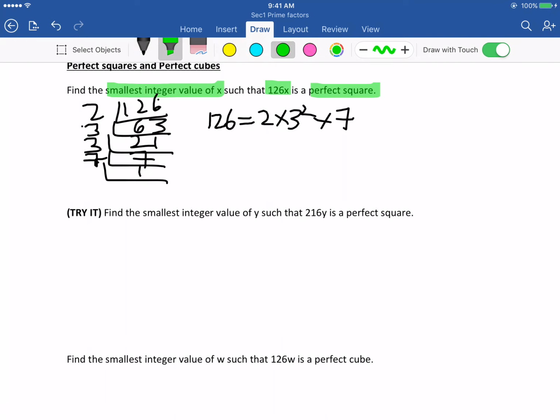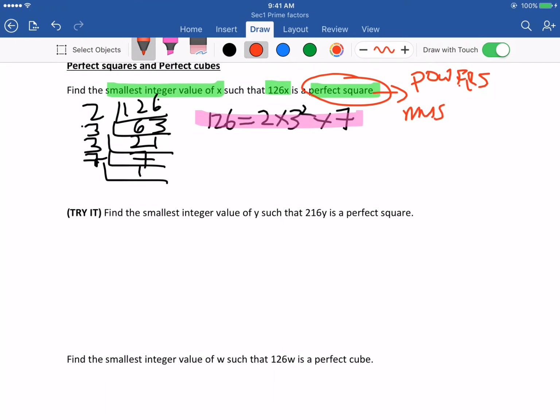Now we look at this. Is 126 a perfect square or not? No. How do you know whether a number is actually a perfect square or not? We just inspect the powers. Make sure all the powers are divisible by 2. The powers must be divisible by 2. You must make sure all the powers are divisible by 2. Alright, this one clearer.